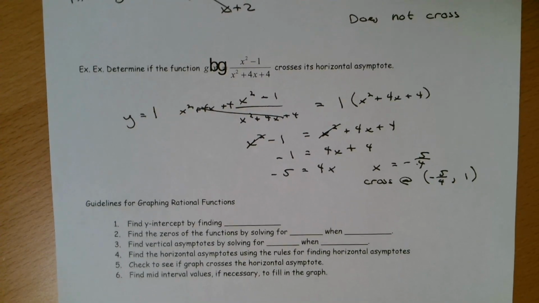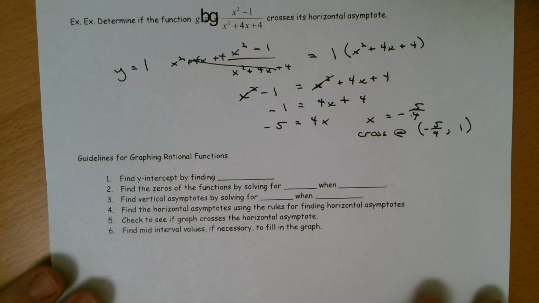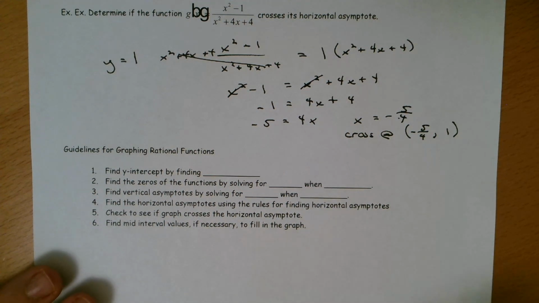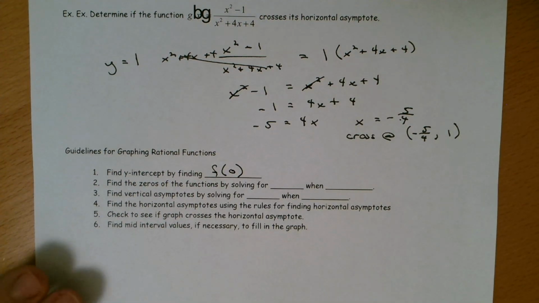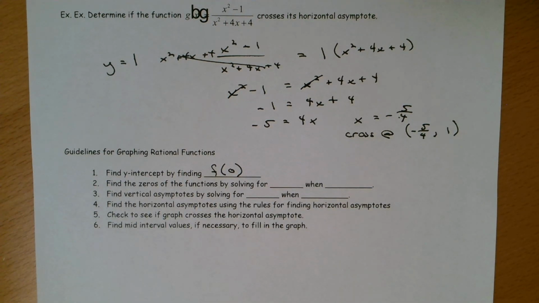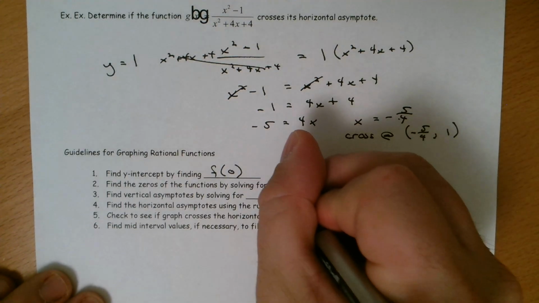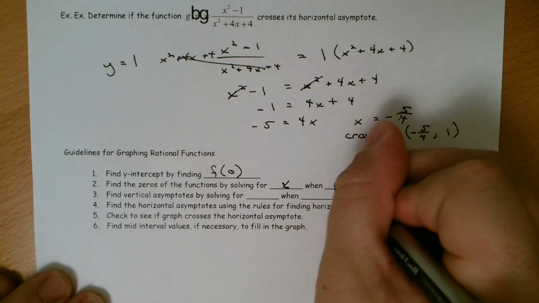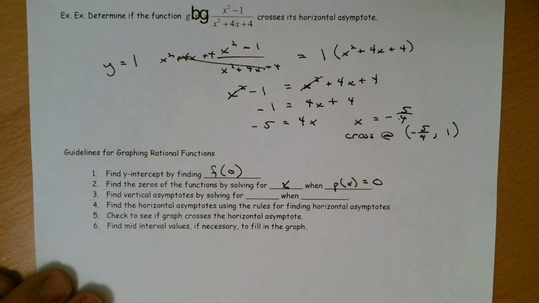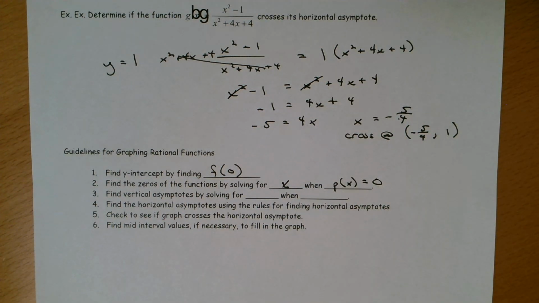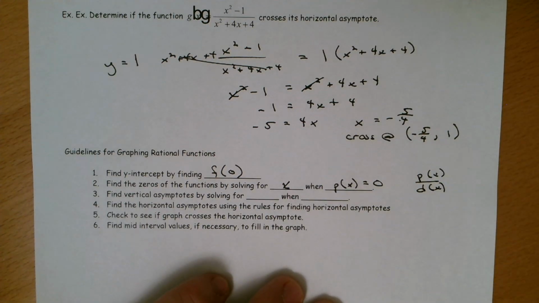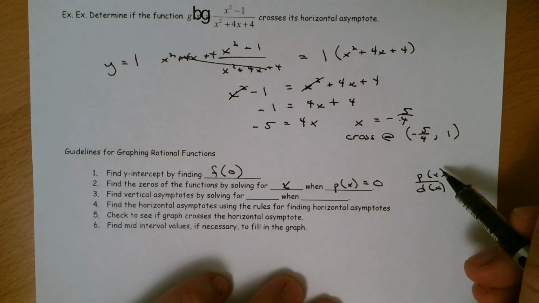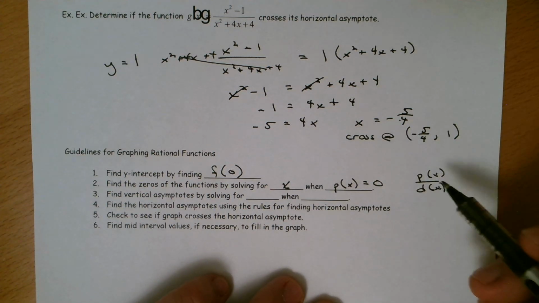Okay, so some tips for graphing rational functions here. First things first, we want to find the y-intercept by evaluating f of 0, plugging in 0 for x. The next thing we want to do is find the zeros of the function by solving for x when p of x equals 0. Now notice I said p of x, like that's what we've been calling the numerator. Our function is p of x over d of x. All right, remember that if the top is equal to 0, the whole thing is equal to 0. So that's going to give us our x-intercepts.